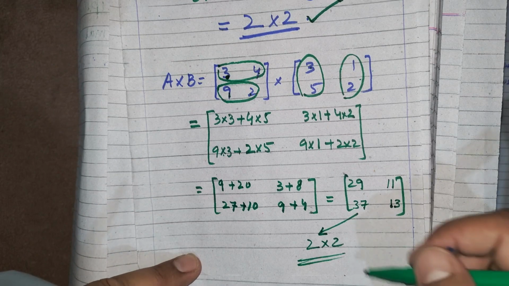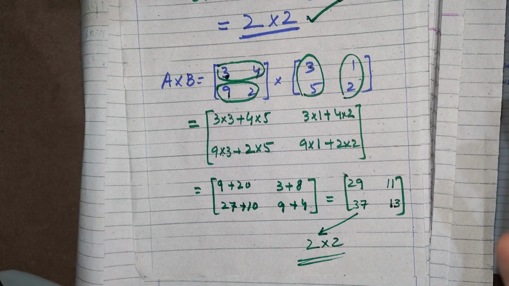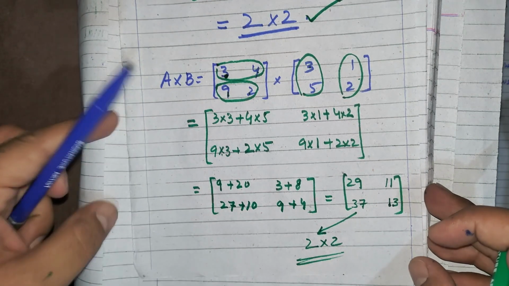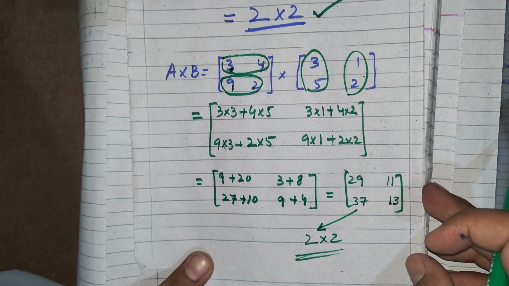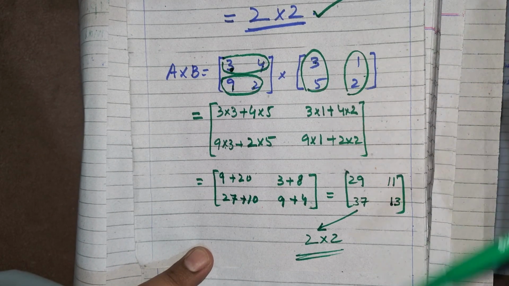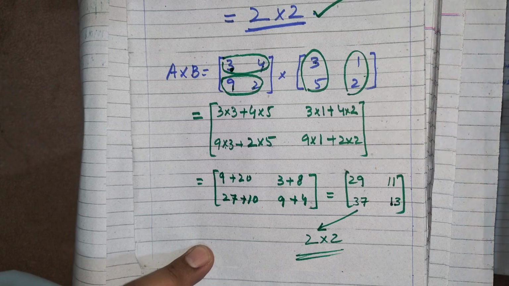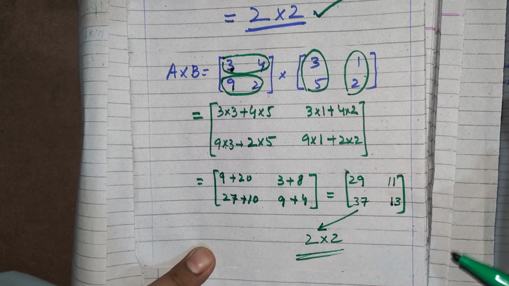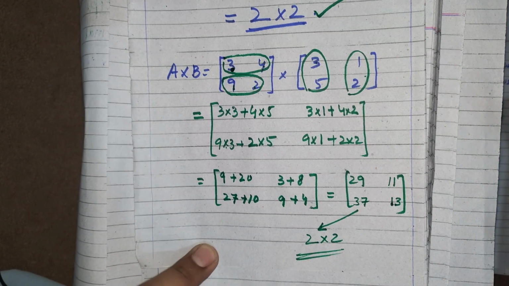If you are going to multiply a 3 by 3 matrix or a 4 by 4 matrix, the same process will be followed. First you will have to check the conformability, and then the process will be followed after checking the conformability. If not conformable, then you cannot multiply the matrices.